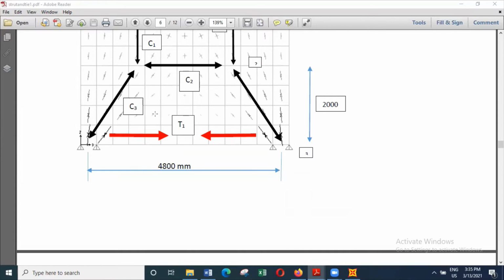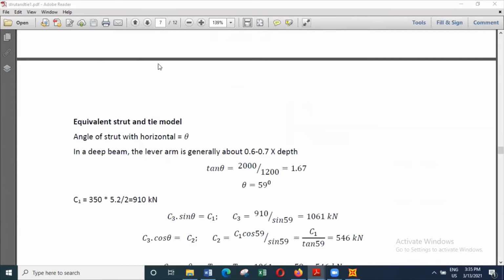C3 sine 51 is equal to C1. So you can see C3 sine theta is equal to C1, or C3 sine 59 is equal to C1. So C3 is equal to C1 divided by sine 59, or 1061 kilonewtons.